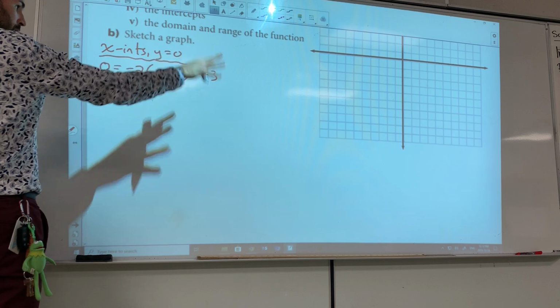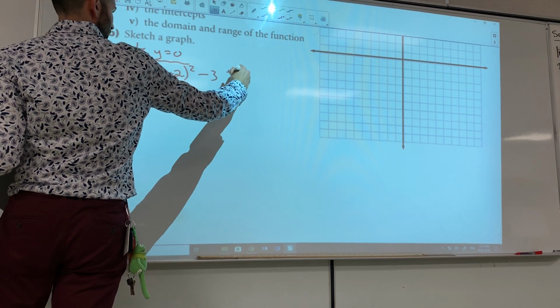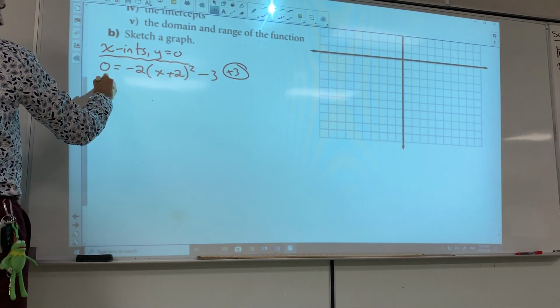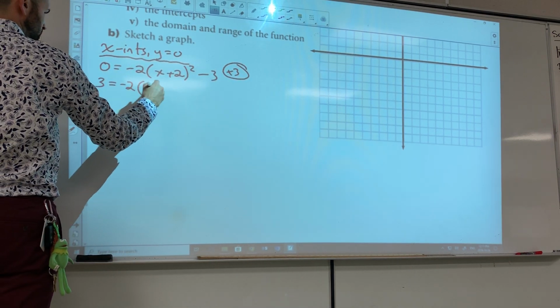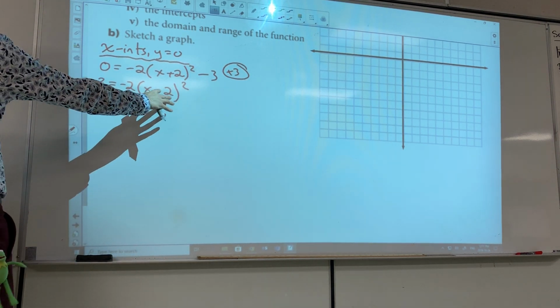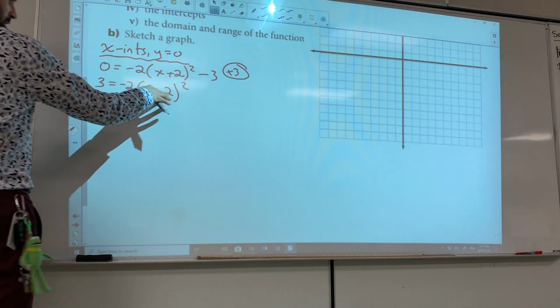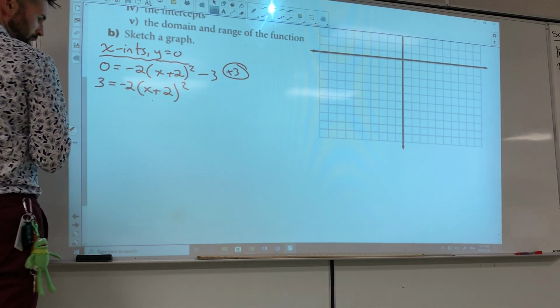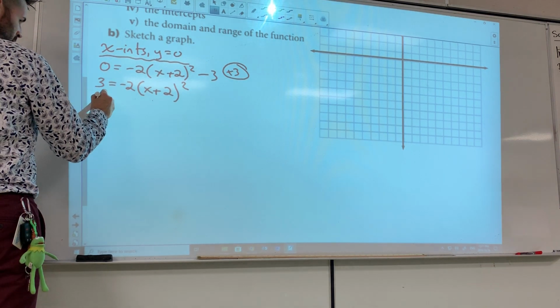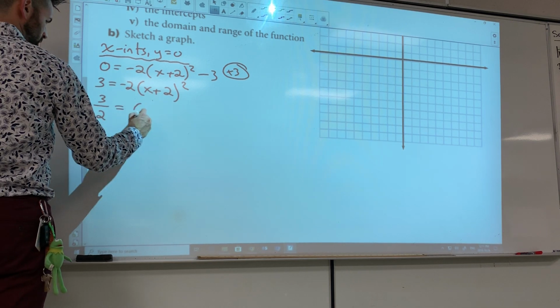So what do I need to do? Probably I could isolate x. Yeah, try to isolate x. So I can add 3 to both sides. Let's just isolate this. I agree, we'll divide both sides by -2. Everyone agrees? Okay. So I'm going to get -3/2 equals (x + 2)².